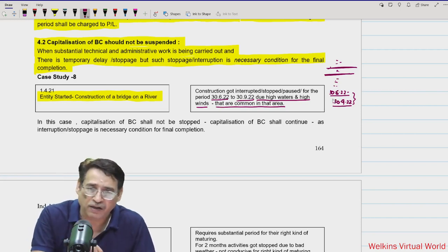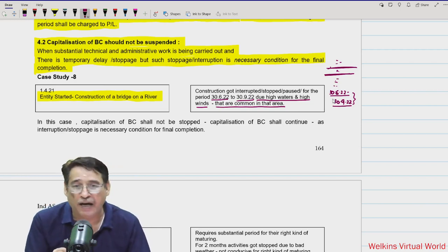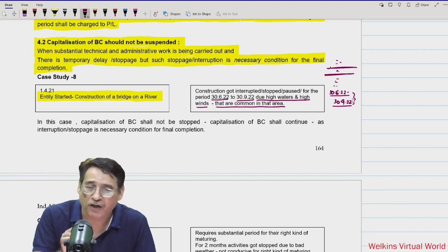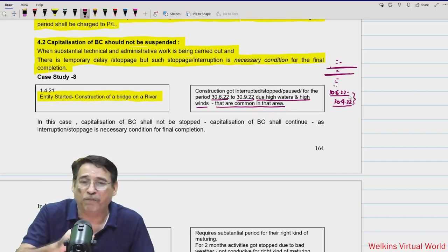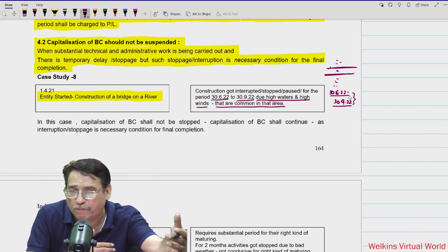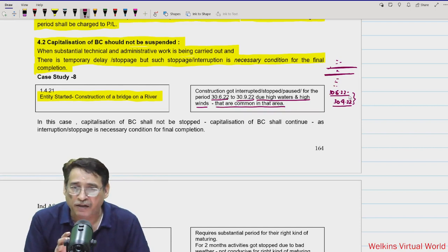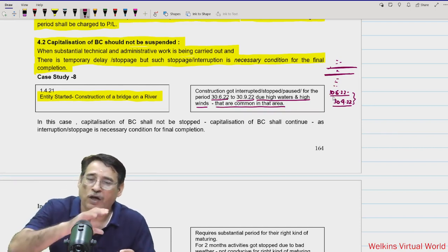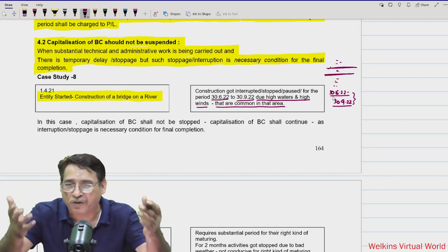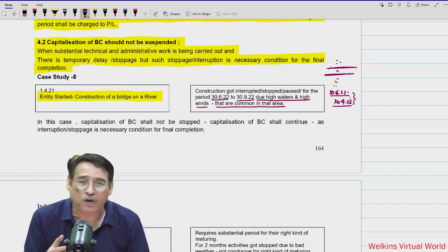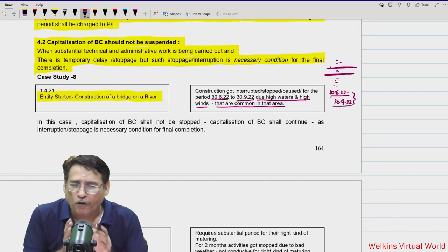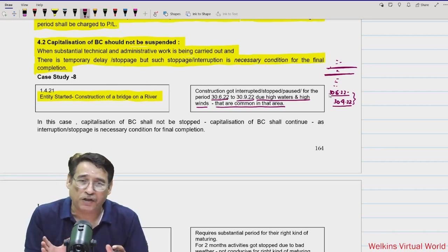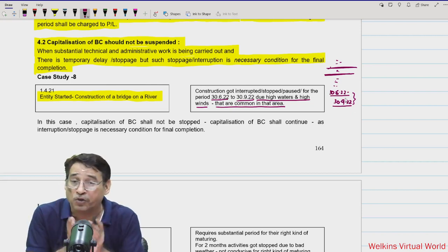So here, the point which you need to understand is that stoppage of work becomes a necessary condition before you are able to safely complete the project. Here, the stoppage has become a necessary condition before you are able to safely conduct the construction activity. Because if you conduct the construction activity in this particular phase, then it is very unsafe. So for the final completion of the project, it is a necessary condition that you should stop.